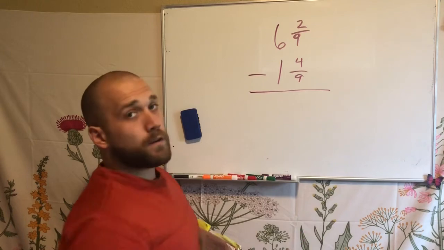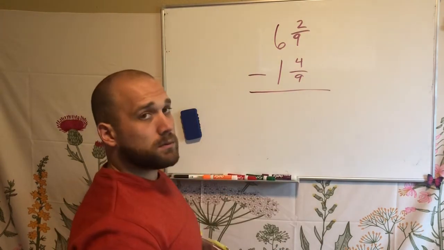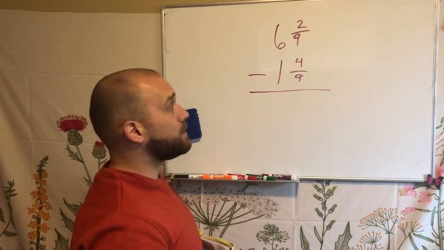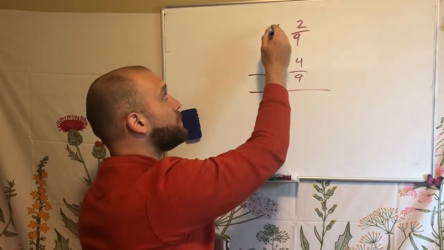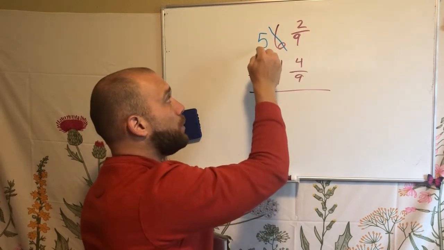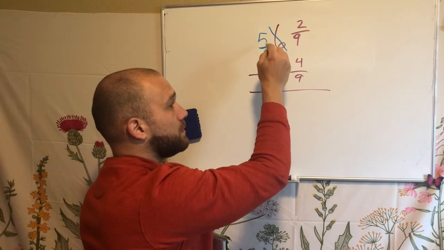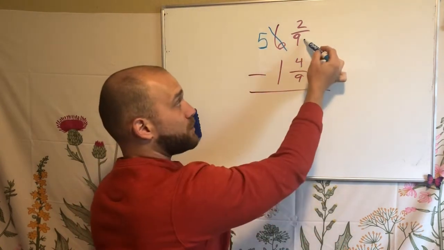So, first part, can I subtract the fractions? Can I do 2 minus 4? No. 2 is less than 4, so I go in the negative, so I've got to make this a bigger number up here. So I'm going to borrow from my 6 and make it a 5. I pulled out 1 from here. As a fraction, that would be 9 over 9, because that's what my fraction is over here.